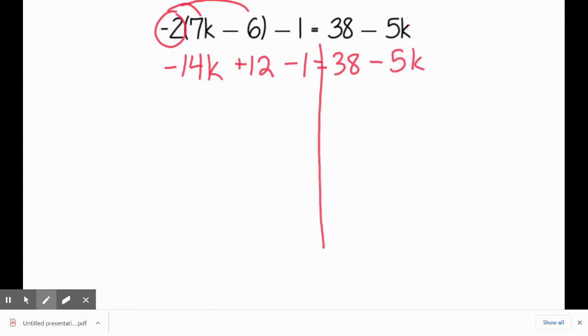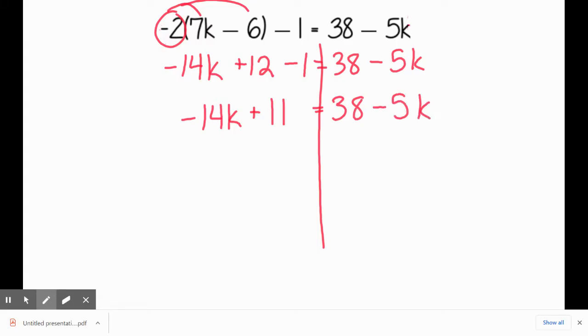So from here, I'm going to simplify some like terms. So here, I'm going to combine the 12 and the negative 1. Okay? So I'm going to combine that here. And 12 minus 1 is 11. So that becomes negative 14k plus 11 equals 38 minus 5k.